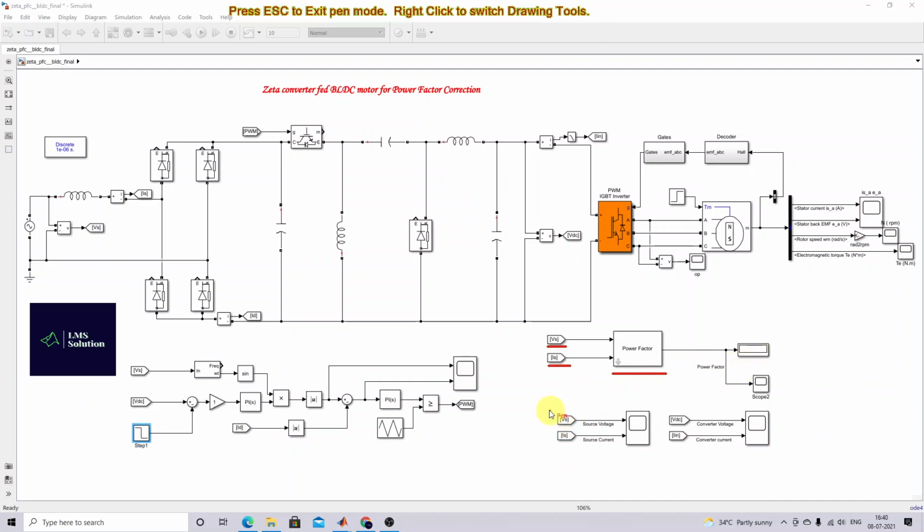So this is the source voltage and current waveform. In this scope we can see the source voltage and source current variation, and in this scope we can see the variation of the converter voltage and the output current of the converter. Here you can see the stator current and the stator back EMF of the BLDC motor, speed of the BLDC motor and torque of the BLDC motor. So I am going to simulate this model.